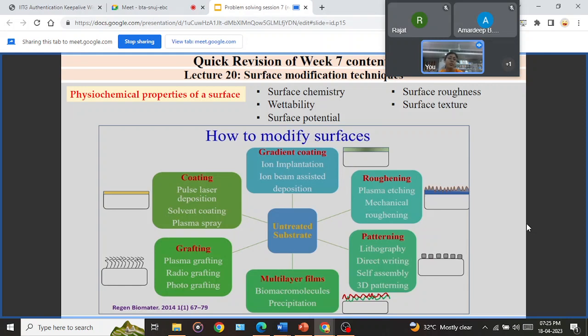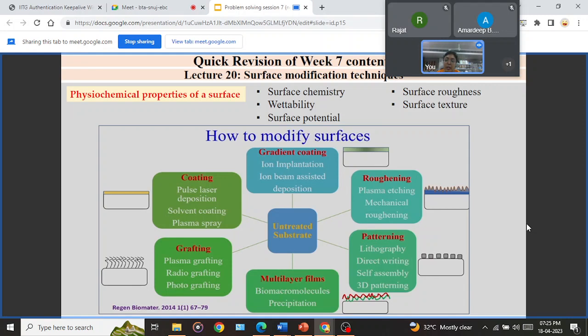We can go for gradient coating including ion implantation, ion beam assisted deposition. We can go for roughening or etching. Roughening is also known as etching. So it can be done by plasma etching or any mechanical roughening, like if you use various abrasives. Then patterning involves lithography, direct writing, self-assembly, and 3D patterning.